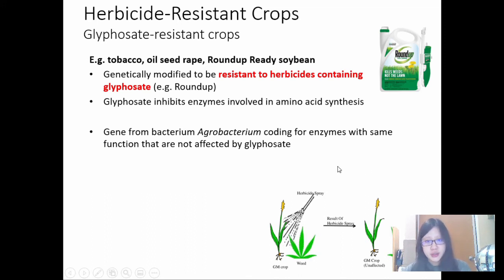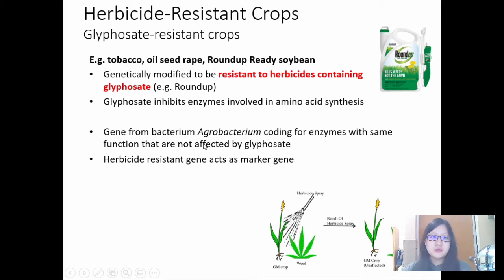And once you insert it into a crop plant, they will not be affected by glyphosate because, okay, glyphosate still inhibits those enzymes involved in amino acid synthesis, but the plants will also have another enzyme that is not affected. Herbicide resistant gene, which is this gene coding for other enzymes with the same function and not affected, right? This herbicide resistant gene also acts as a marker gene because how do you know the plant has it? Just spray herbicide, see if it dies. If it dies, it doesn't have it. If it doesn't die, it has it. So, yep.